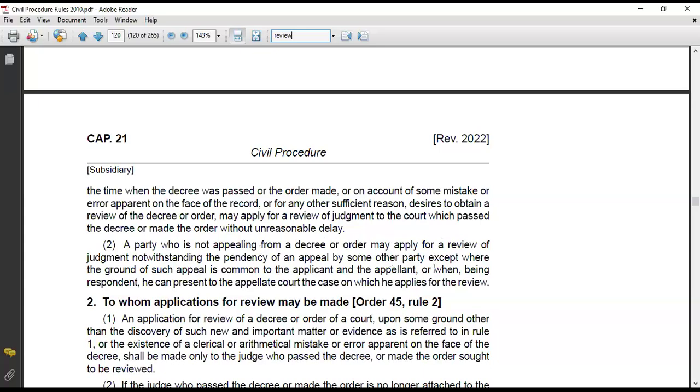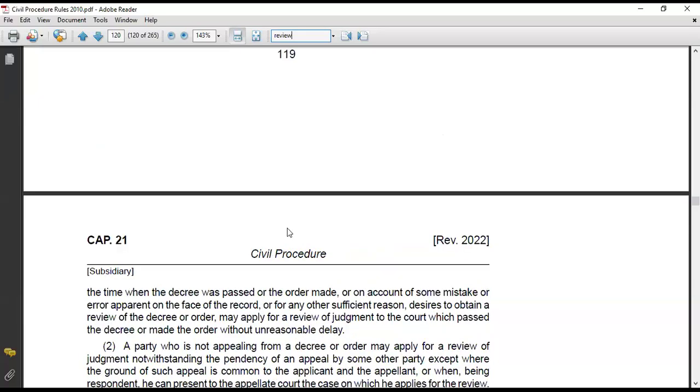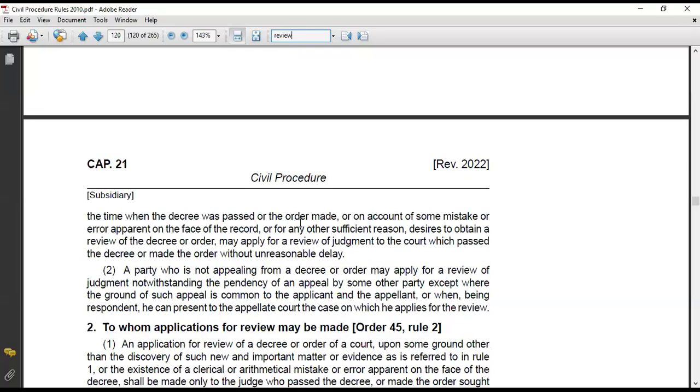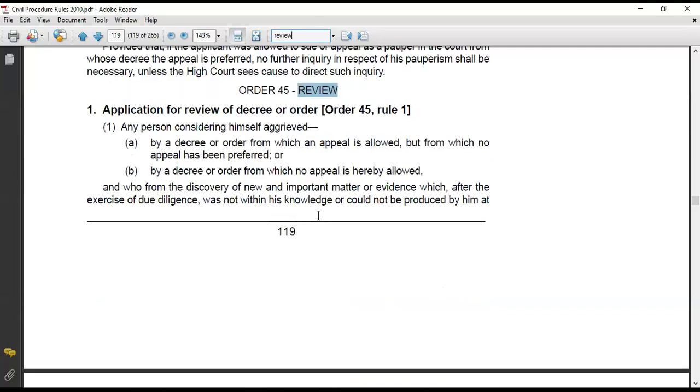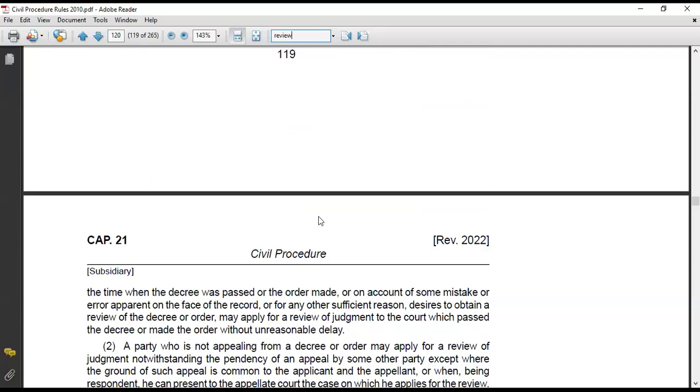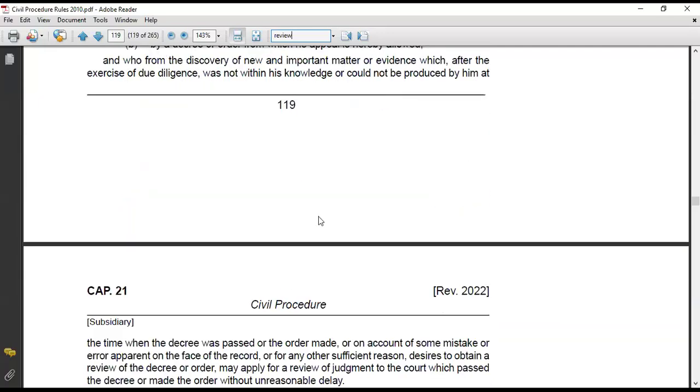So a party who is not appealing from a decree or order may apply for review of judgment notwithstanding the pendency of an appeal by some other party, except where the ground of such appeal is common to the applicant and the appellant, or when, being a respondent, he can present to the appellate court the case on which he applies for review. So, can a party review and appeal at the same time? So this is what the question was testing on. So you must understand your Order 45 very well.